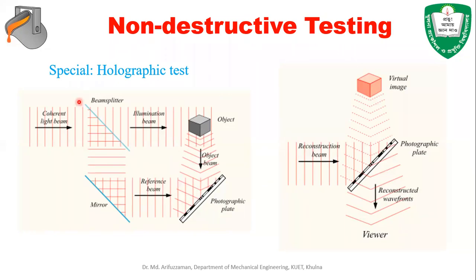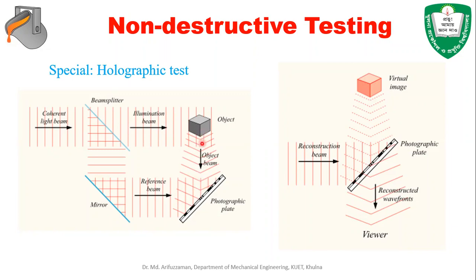First, you need to understand how holography works. A coherent light beam, that means a light beam of very small wavelength, is passed through a beam splitter, where a certain portion of the beam is used to illuminate the object, and another portion of the beam is reflected on a mirror and acts as a reference beam, and that beam is incident on the photographic plate. The illumination of the coherent light beam on the object will also make it emit light.